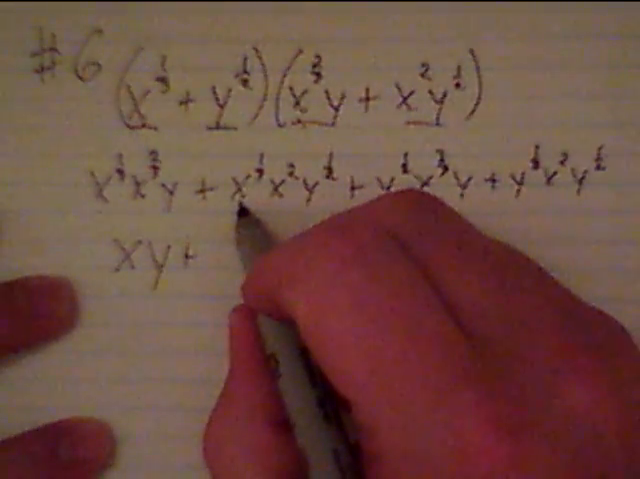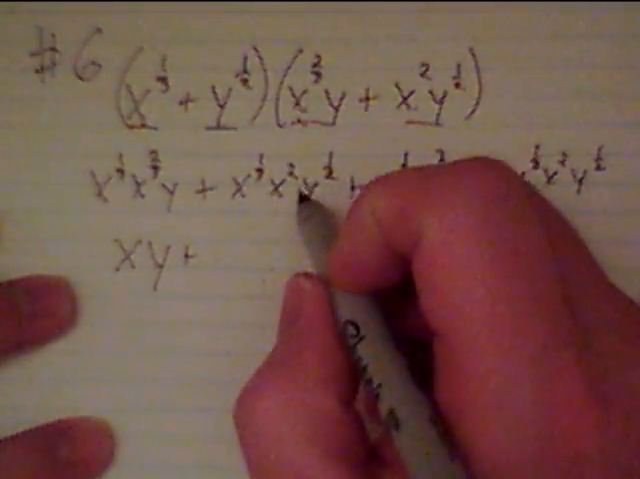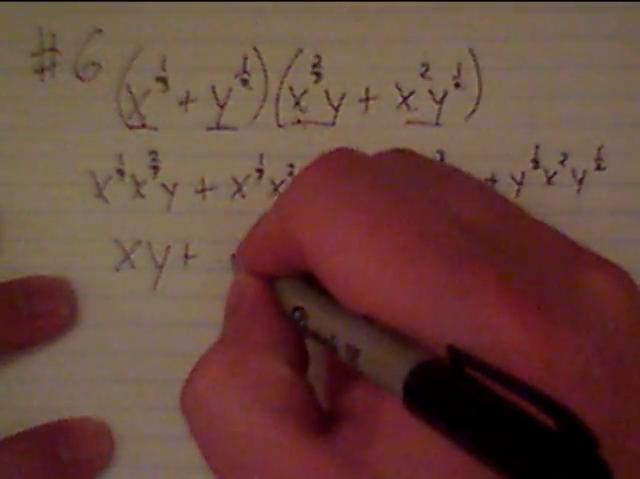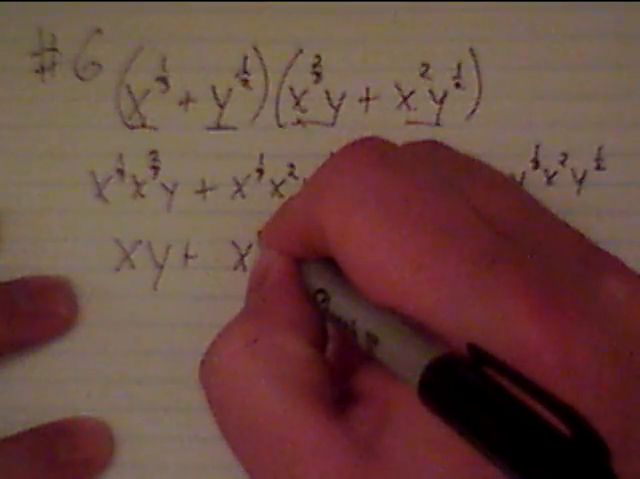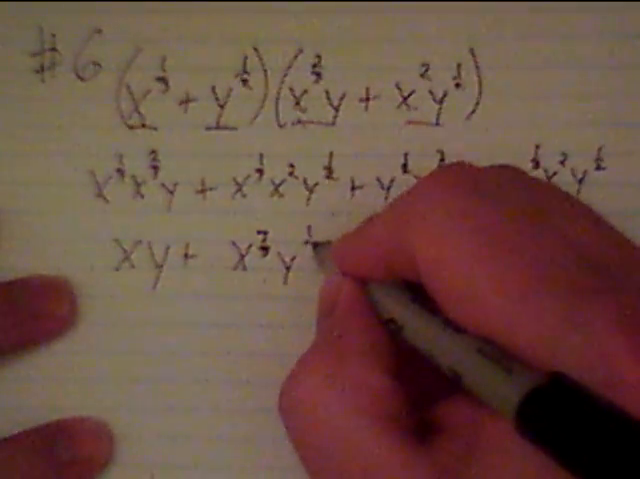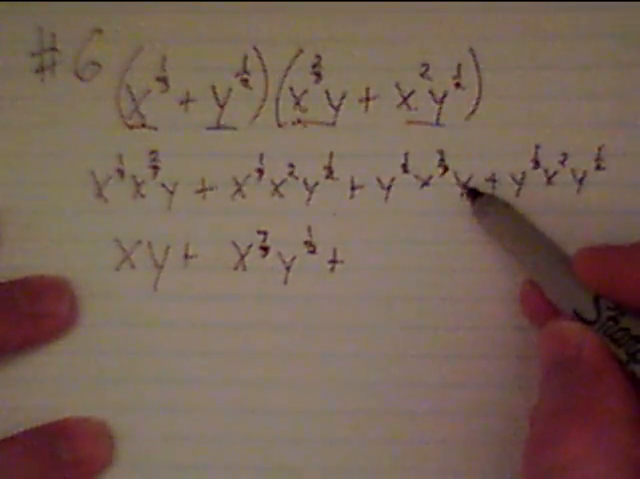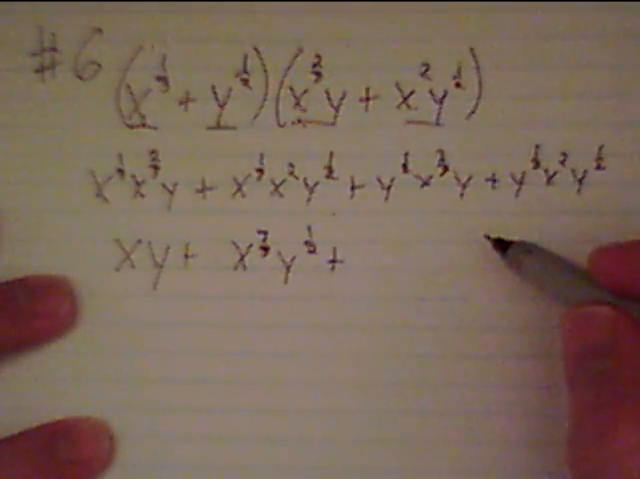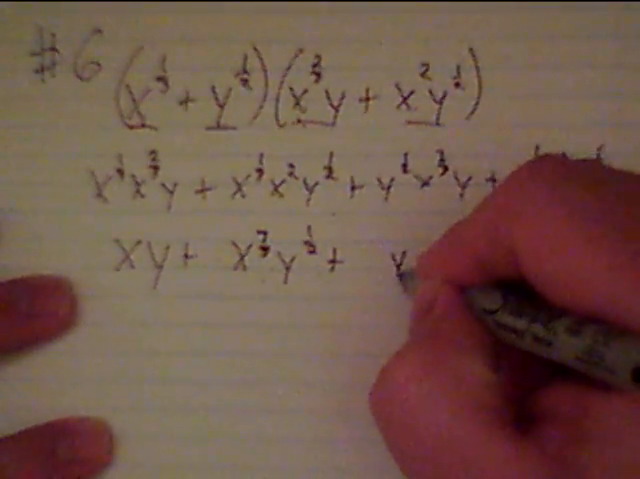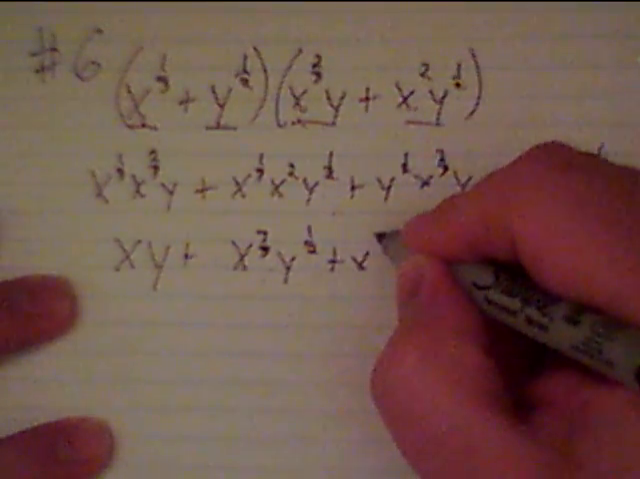Plus, okay, we have x to the 1/3 and x squared. We're going to add those exponents. That's going to be x to the 2 and 1/3, otherwise known as 7/3. So x to the 7/3 times y to the 1/2. We have a y to the 1/2 and a y to the first, otherwise known as y to the 1.5 or y to the 3/2, times this x to the 2/3 that we'll put here.